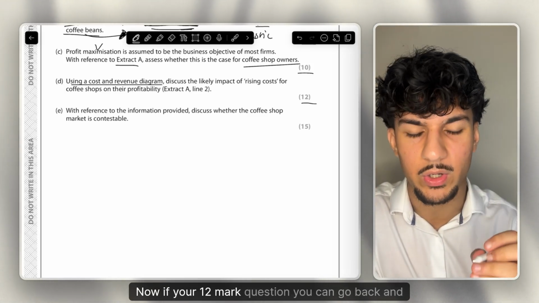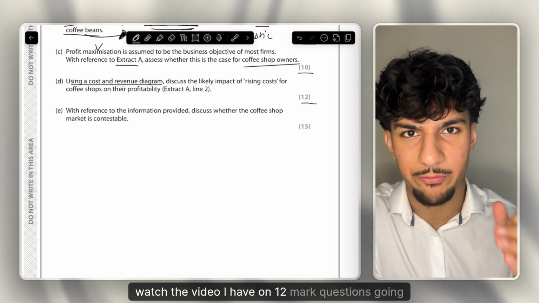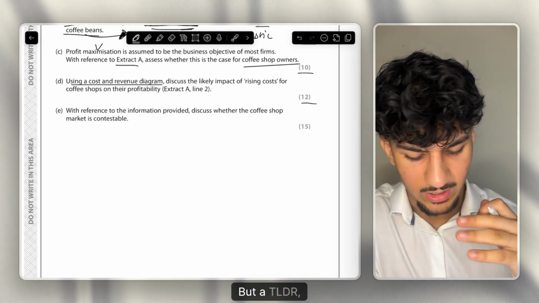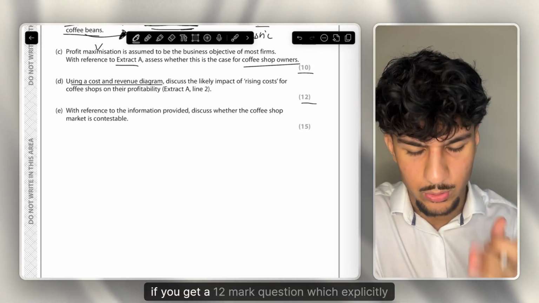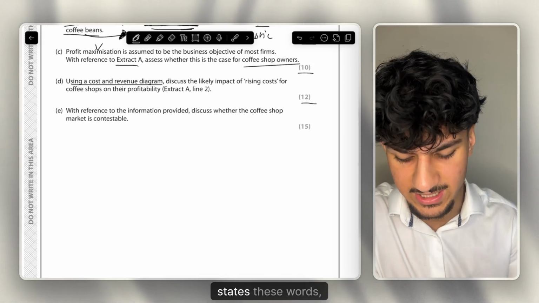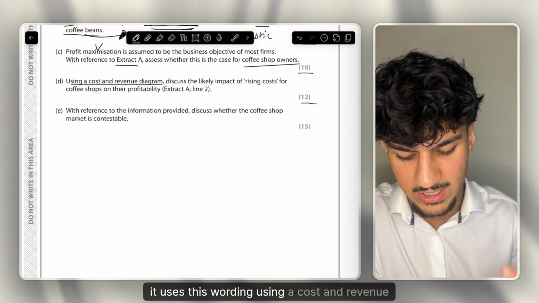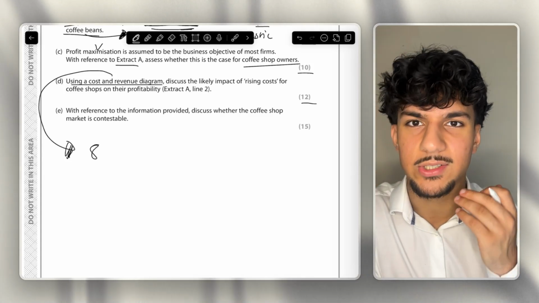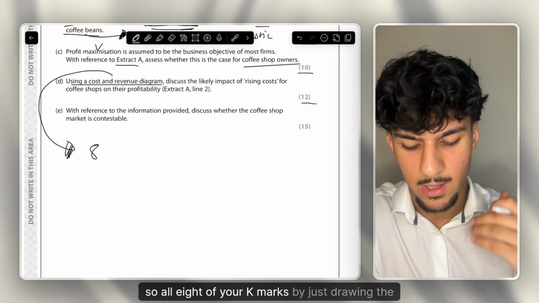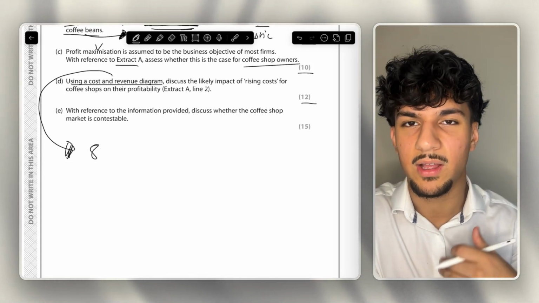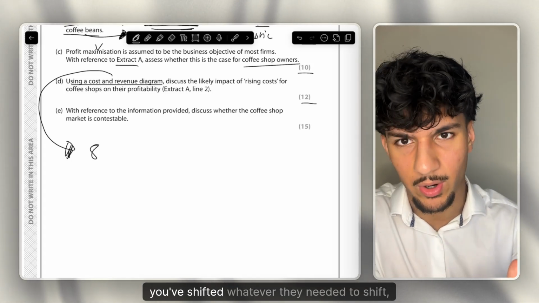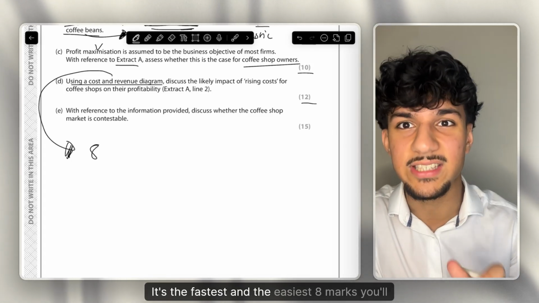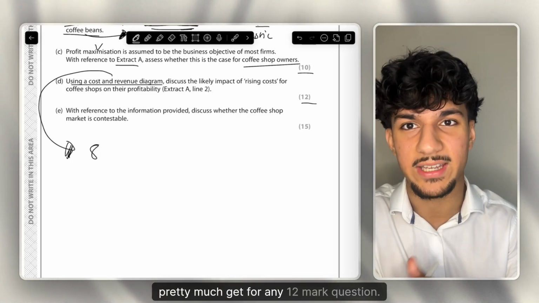If you get a 12-mark question, you can go back and watch the video I have on 12-mark questions, going in depth on it. I go a bit more in depth than this, but a TLDR: if you get a 12-mark question which explicitly uses this wording, using a cost and revenue diagram, this means you can pick up all 8 of your KA marks by just drawing the cost and revenue diagram. As long as your diagram is accurate, you've shifted whatever they need you to shift, and you've got a decent chain of analysis, it's the fastest and easiest 8 marks you'll pretty much get for any 12-mark question.